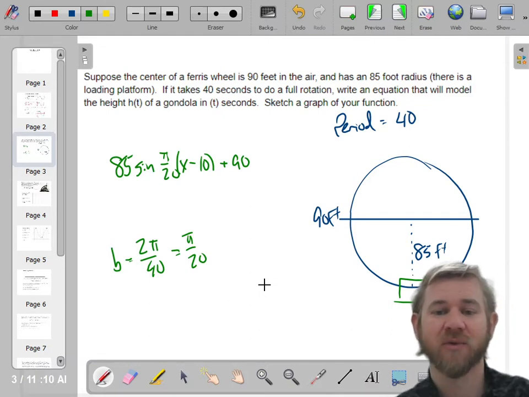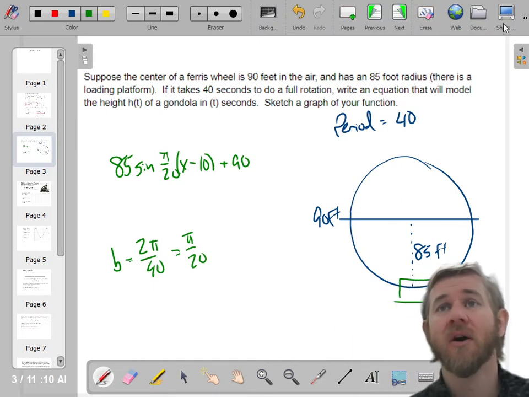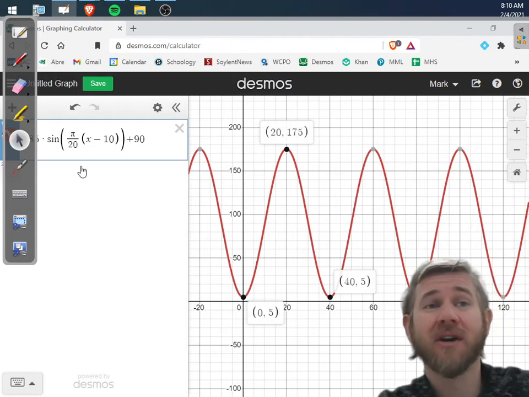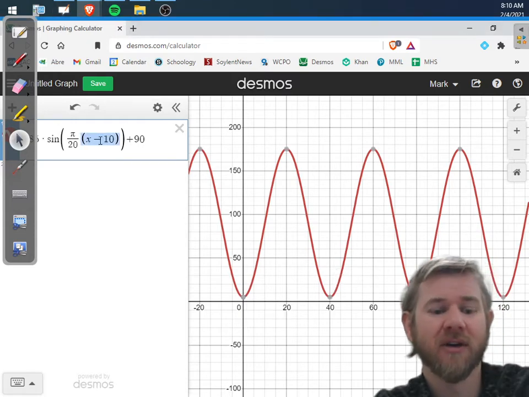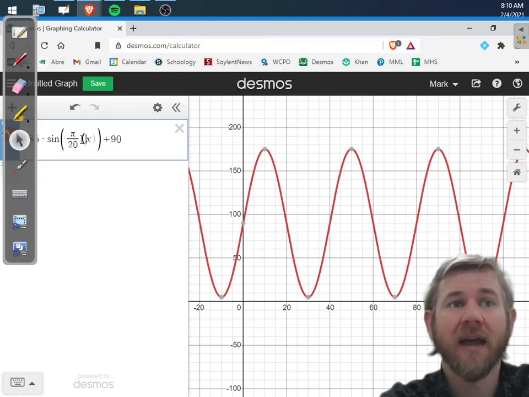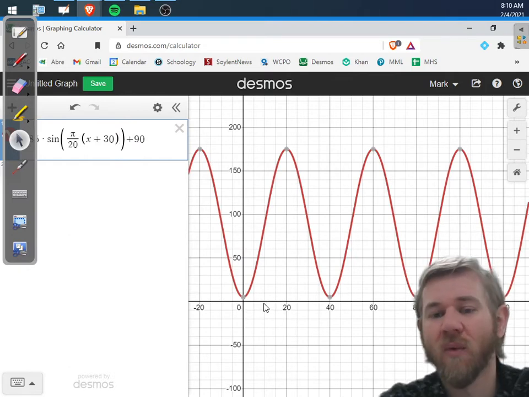If you look at the actual graph, then you can see that I need to do a little bit of a phase shift here. I think what I did was say I want that to be the bottom, so I'll move it to the right 10. If you wanted to, you could have moved it the other way. Let me show you. If you want to move it left 30, you could say x plus 30. That's the same function, just a different way of writing it.